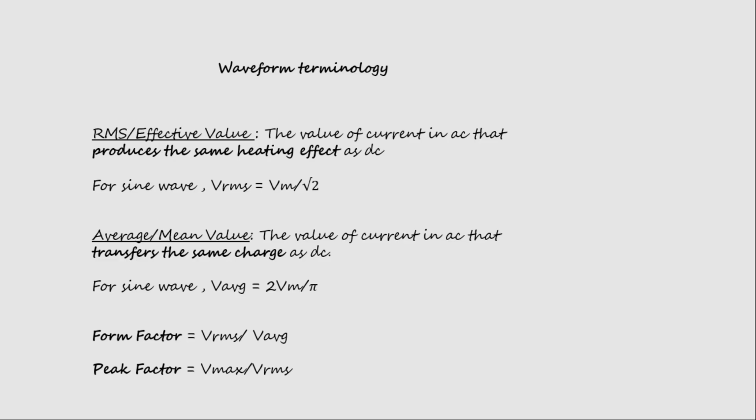So just learn it as the value of current in AC that produces the same heating effect as DC. You can make it bigger by using words like steady state current, alternating current, etc. Average value or mean value is the value of current in AC that transfers the same charge as DC. Now there are two important formulas for form factor and peak factor. We will look at these through some examples.